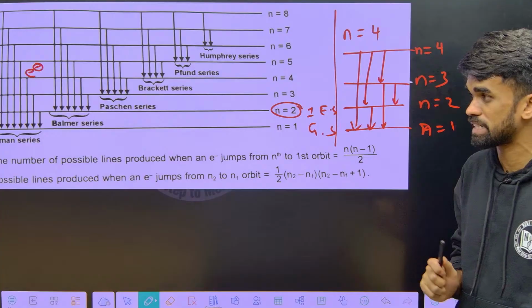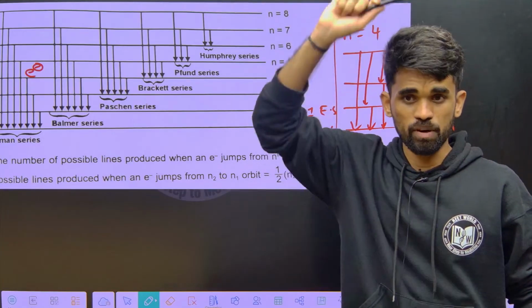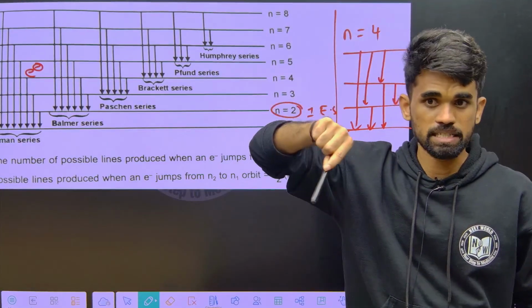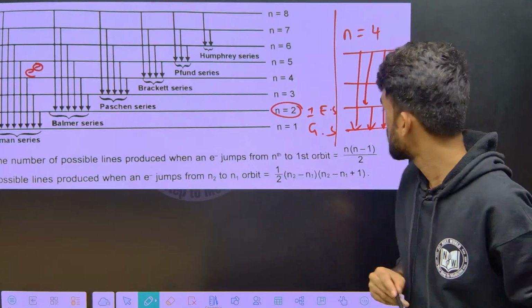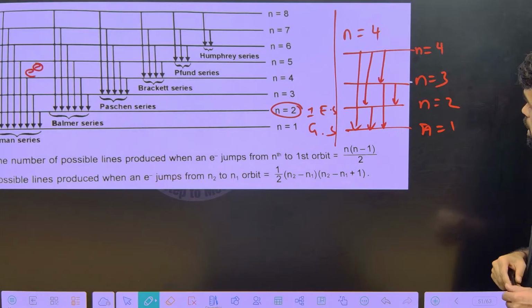Number of possible spectral lines when an electron falls from the nth level to the ground state, or from the nth level to the first excited state, or from the nth level to the second excited state. Like these questions you can see in the exam. So now how many spectral lines are possible here? Count. Is there any other possibility we have?